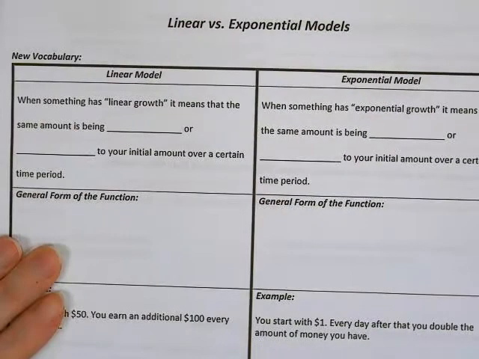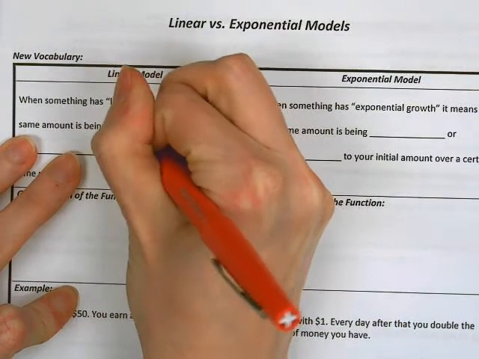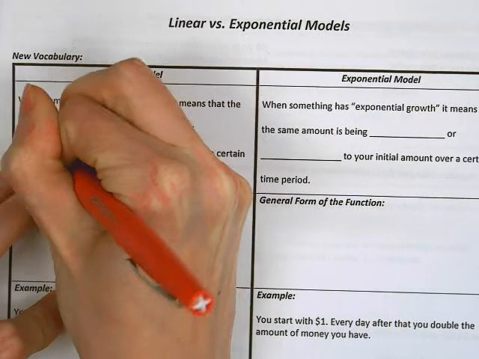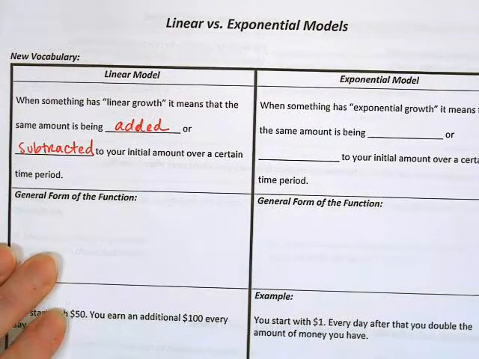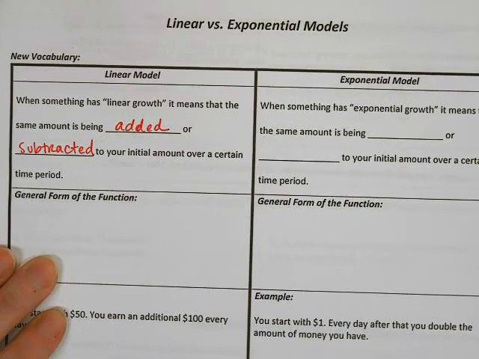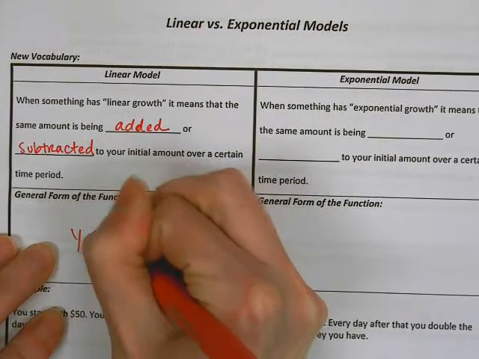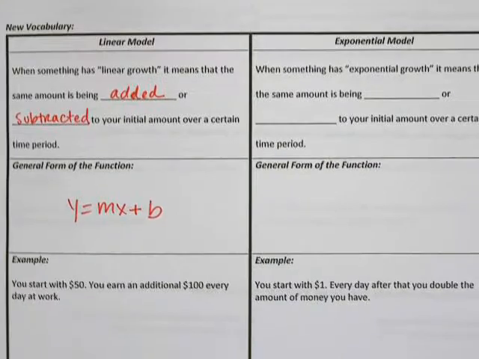When something has linear growth, it means that the same amount is being either added or subtracted to your initial amount over a certain period of time. And we know that because you're adding and subtracting, we know the linear model is y equals mx plus b, right? That's the equation of a line, so that's the linear model.